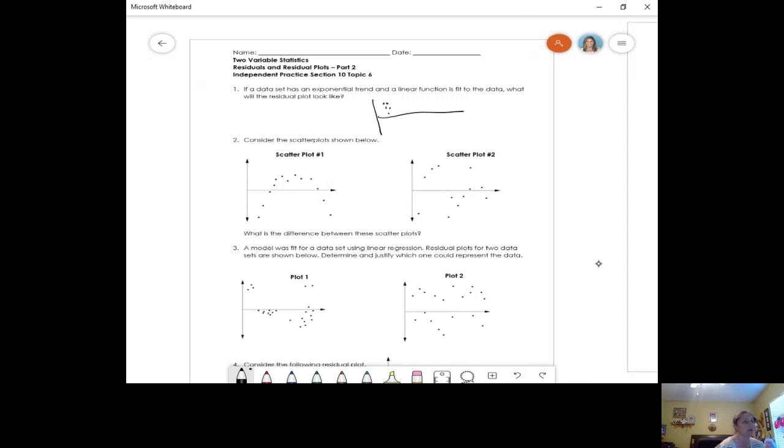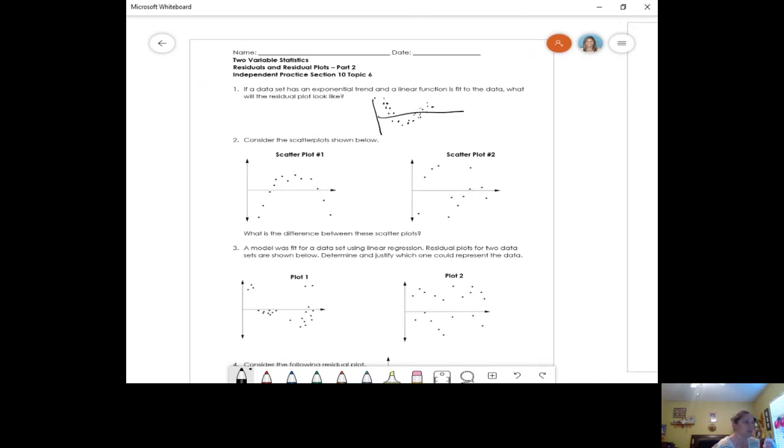So all my data points would be kind of together. And it would give me that kind of a V, but not really a V. It's that linear or that exponential. Okay, so something like that.